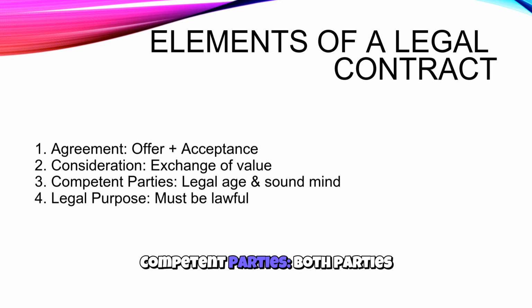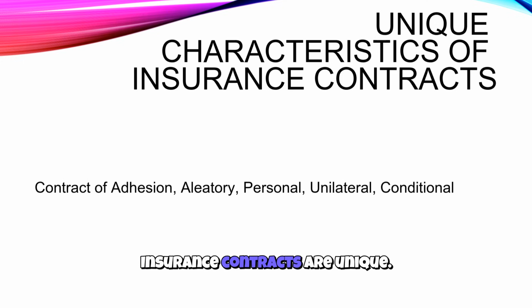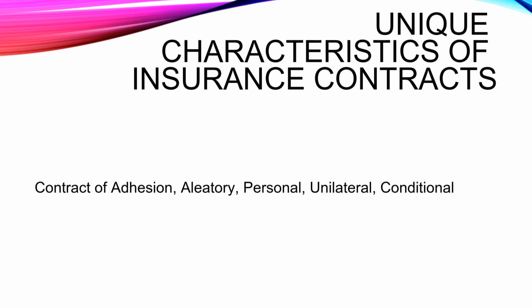Competent parties. Both parties must be of legal age, mentally sound, and not under the influence. Legal purpose. The contract must be for a lawful reason and not against public policy. Insurance contracts are unique. They are contracts of adhesion, written by the insurer. The insured adheres to it. If there's an ambiguity in the wording, a court will rule in favor of the insured. Aleatory, an exchange of unequal values. You might pay $2,200 in auto premiums, and the insurer pays out a $30,000 claim after an accident.